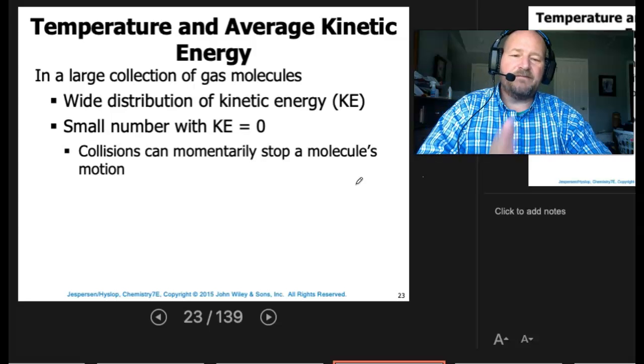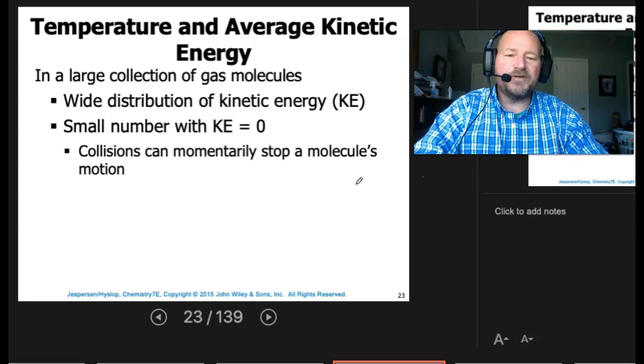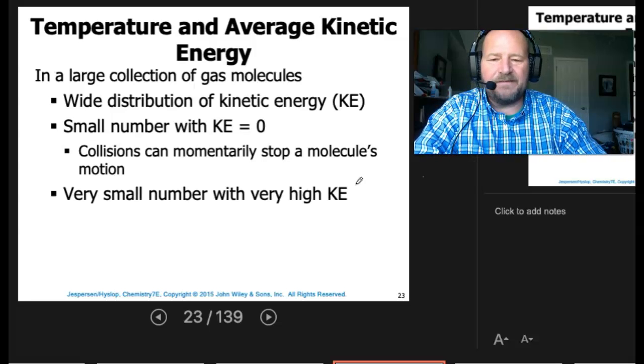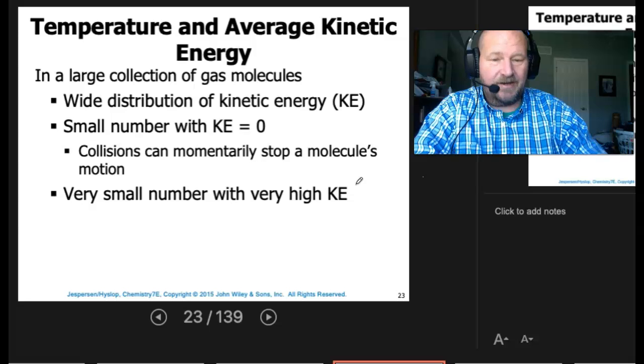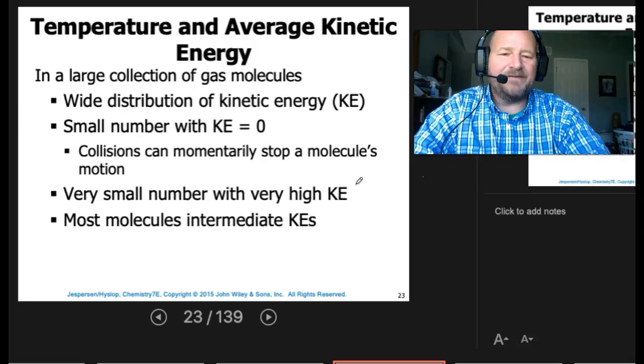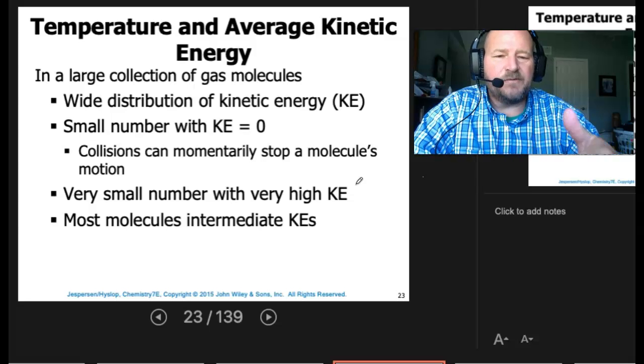So if I freeze time, then there will be 1 or 2 molecules maybe that have a 0 kinetic energy. It's still going to be a very small number. Now, on the other end of that, we're also going to have a very small number with a very high KE, right? Again, it's a huge distribution. Most molecules will have the intermediate KEs, and that's what we would expect. So we're going to have a curve out of this, right?